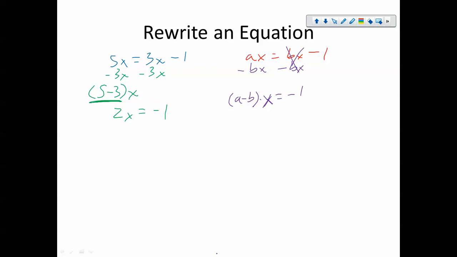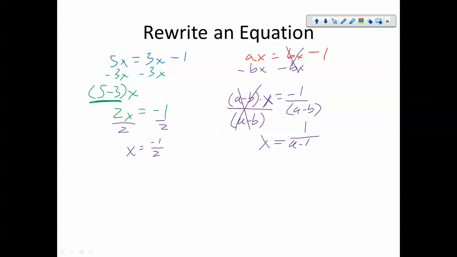And now what's our last step? Well, over here, we divided by 2, and we got x equals negative 1/2. Now, we don't have a 2 right here. We have an a minus b. But we're still going to divide by that thing, right? Divide by a minus b. So we get x, because these cancel. And we get x equals negative 1 over a minus b.